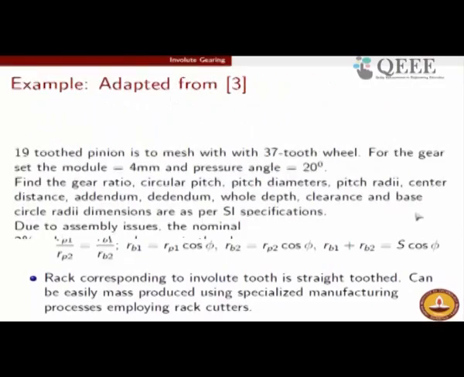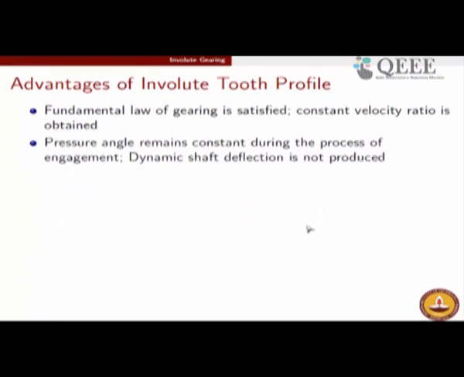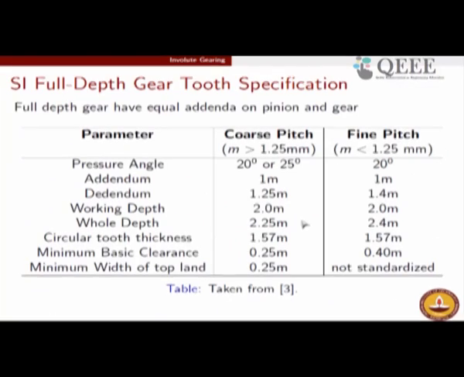Yeah. So next I have an example to demonstrate these calculations. I have taken an example from Shigley's book. Here I have a 19 tooth pinion meshing with a 37 tooth wheel, and the gear module is taken as 4 mm and 20 degree is the pressure angle. With this data, the first part of the problem is to find all the other dimensions, assuming them to be as per SI specification, and the SI specification has already been given in this chart.